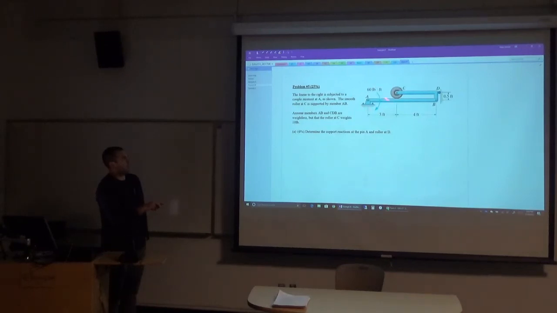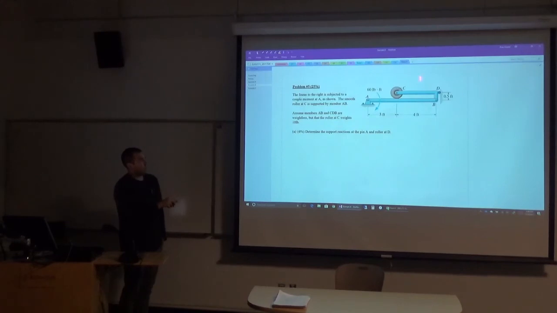The smooth roller at C is supported by member AB. We haven't really seen this before, so this is taking you out of your comfort zone. It first says assume members AB and CBD are weightless, but that the roller at C weighs 10 pounds. Okay, so at this point, it's a relatively complex system. How do you want to break this up into manageable free body diagrams? What will we do with a system like this to divide and conquer?